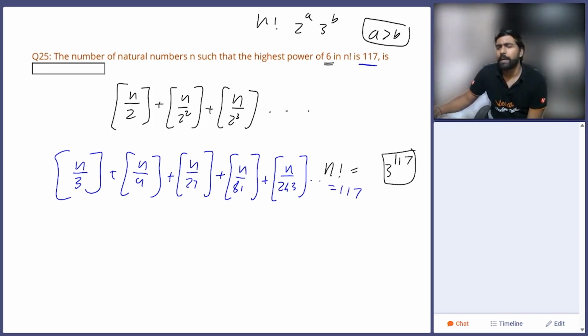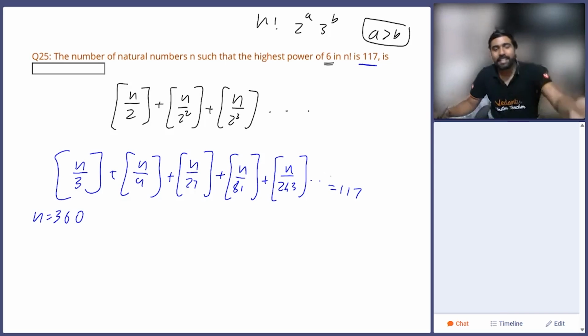So let's find the upper limit. What is going to be the absolute upper limit over here? To get it, I can say n is equal to 360. If I take 360 by 3, I'm already getting 120, so this is incorrect. So let's go a little below. Let's go for something like 300.